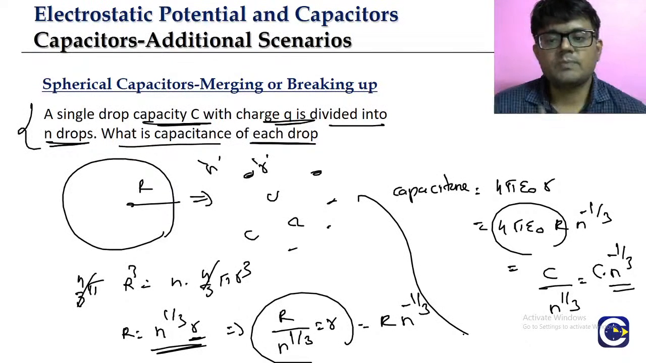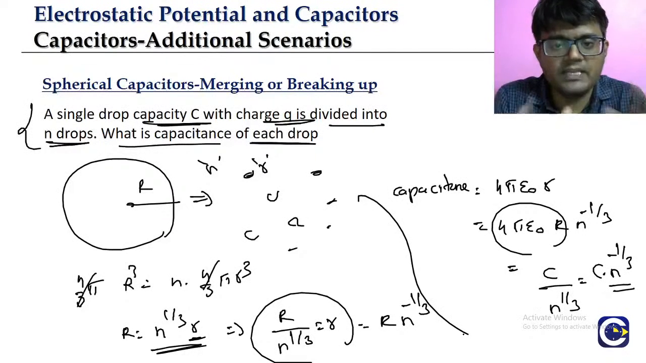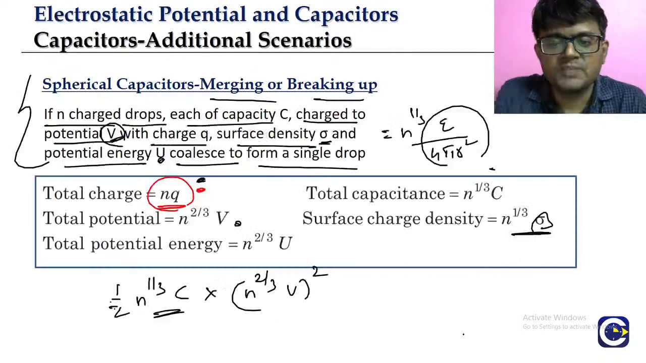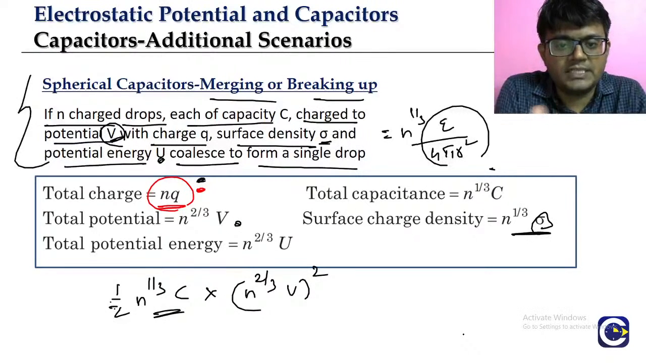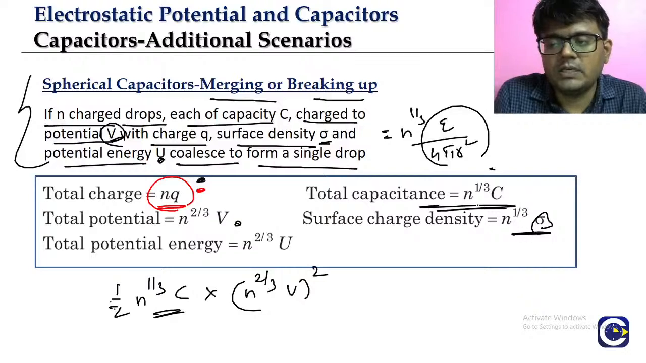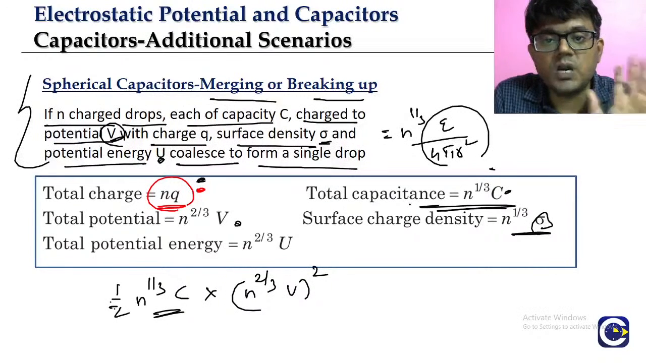And in the result, keep it in mind. What is it? In merging, if you are able to get the capacitance, that result is important. What is the most important result? Look here, in the previous case, when we take n number of small drops and merge them, the capacitance of the bigger drop formed will be what? N power 1 by 3 into C, where C is the capacitance of the small drop.